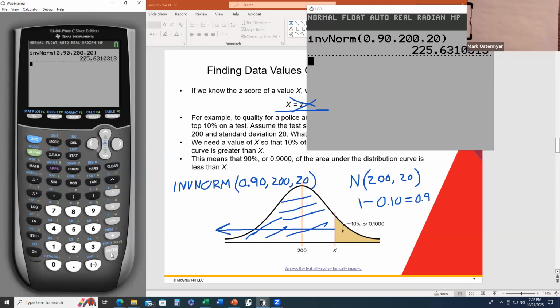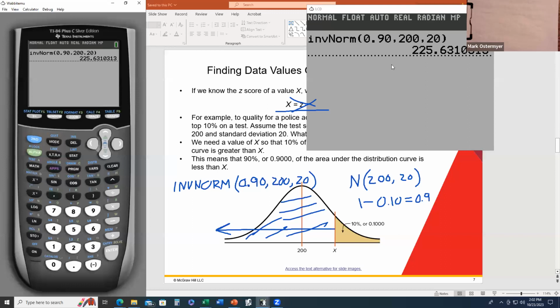Here you go. The minimum score, ladies and gentlemen, that you must attain on this exam must be 225.6. I got a question for you. Do you think they would round this value up to 226 or down to 225? Think about it. What do you think, Lizzo? In this situation?